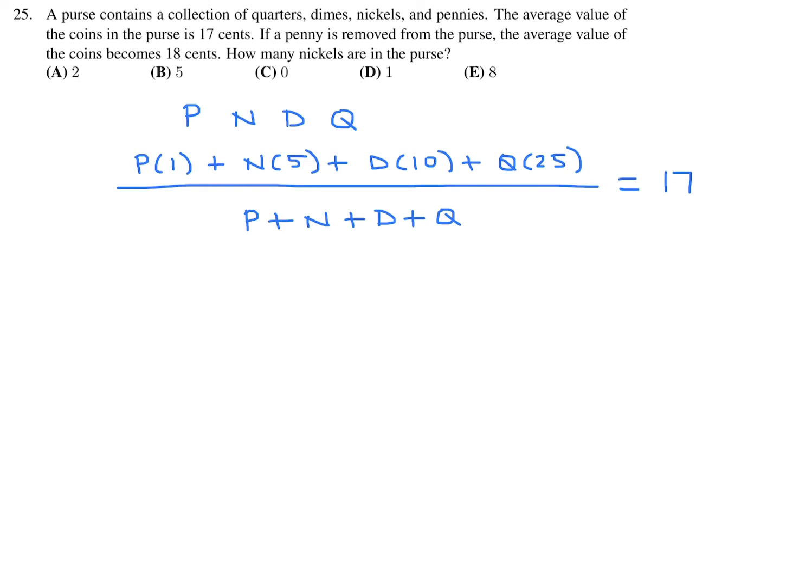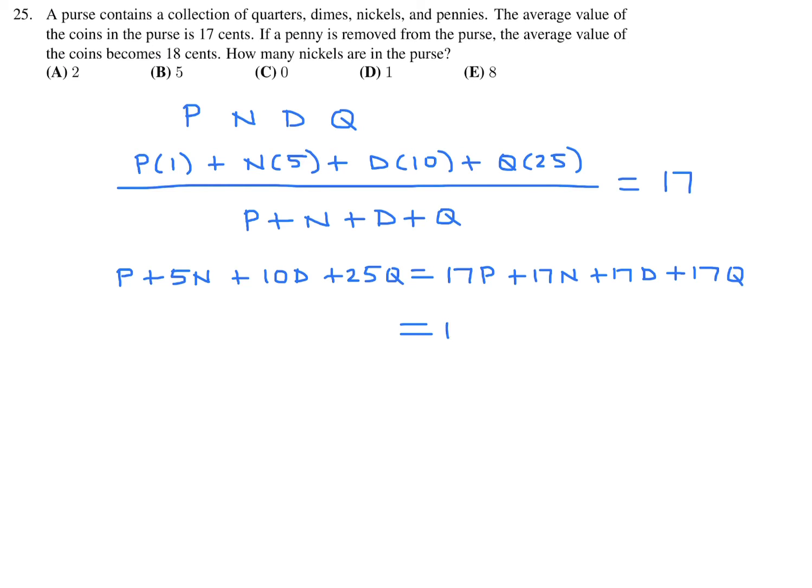I'll multiply this out, and I'll get P plus 5N plus 10D plus 25Q is equal to 17P plus 17N plus 17D plus 17Q. And putting everything on one side, you'll get 16P plus 12N plus 7D minus 8Q. Okay? And that's equal to 0. And I think that's about as far as we can go there.